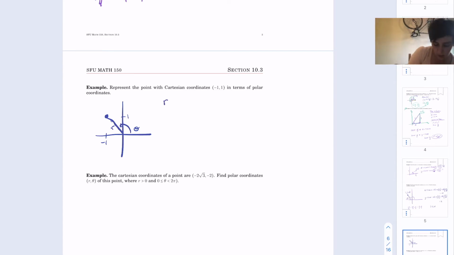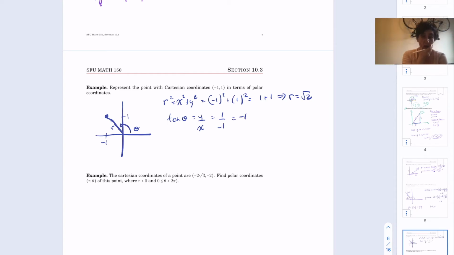Okay, so we have r squared is equal to x squared plus y squared. So that is negative 1 squared plus 1 squared. I've got 1 plus 1, which gives me that r is equal to root 2. Okay, what else do I need? I need tan of theta is equal to y over x. And so that is equal to, what do I got? 1 over negative 1, which is equal to negative 1.